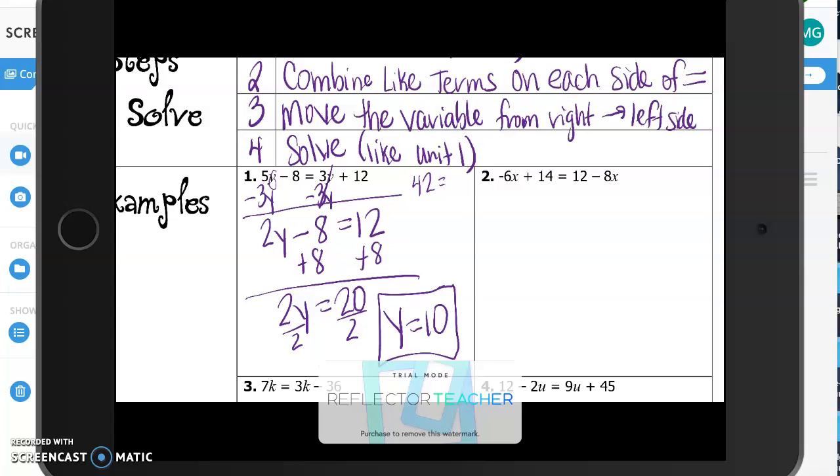Then you need to plug it in the right-hand side and make sure you get 42 again. 3 times 10 is 30, plus 12 is 42. So then you know you did it correctly. So you have to plug it in twice, once to each side, to make sure that they equal each other, and that's how you'll know that you solved it correctly.